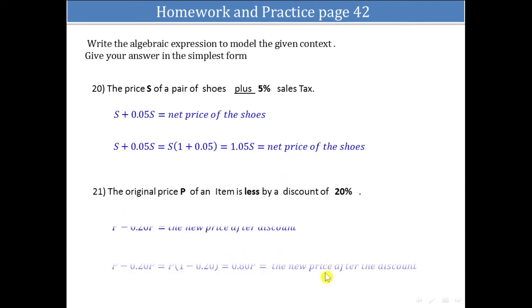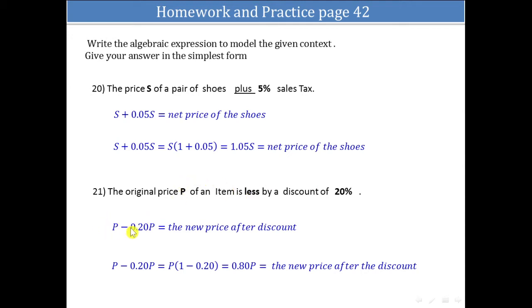Here the story is something else. The original price is P for an item less by discount, so we have a discount here. By discount you have to buy the item much cheaper, not expensive, because 20% of the original price is taken away from the original price, not added, taken away. How did I know it is minus? Because of the word less.